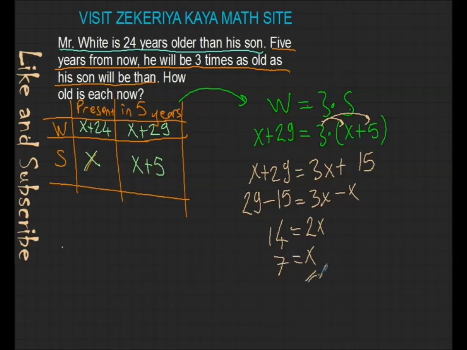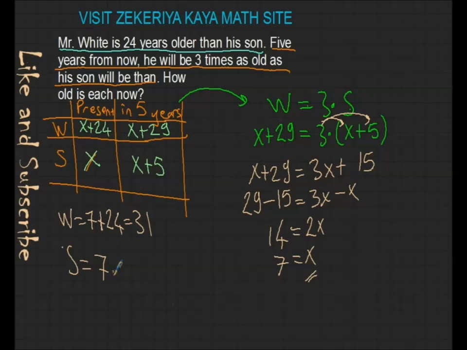So, x is 7. What do we need to find? Their ages for present. So, Mr. White is x plus 24, that means 7 plus 24, which is 31, and his son is 7 years old. Look at that. Right now, Mr. White is 24 years older.